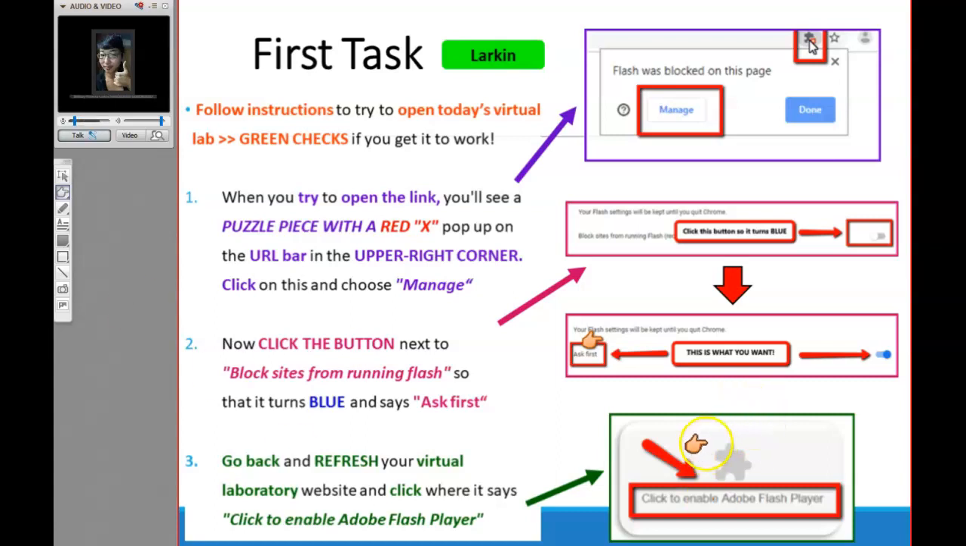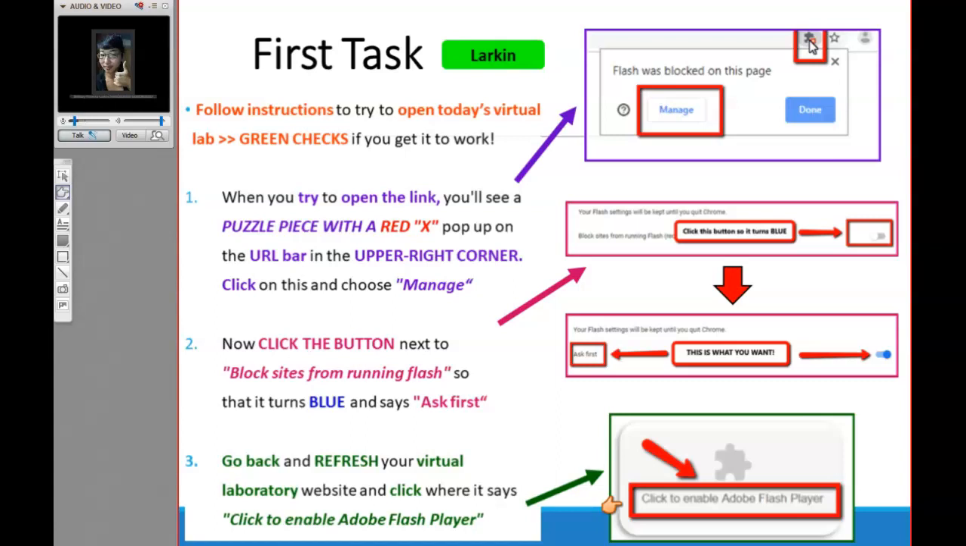Once you have done that, all you need to do is go back to your original page where the virtual lab was. Perfect, Anissa, exactly. There are multiple different problems. This is the most common one. But if you run into a problem like Anissa, stay after class. I will absolutely help you. We can always fix it. So once you've done this, go back to your original website and then click where it says click to enable Adobe Flash Player. Okay, one last time, I'm going to show you what this looks like, step by step. Okay, why aren't you blocking now? Hold on.